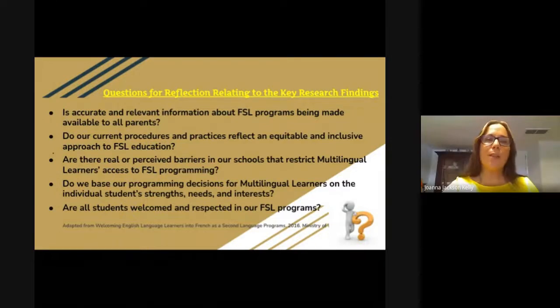Here are some questions to think about regarding equity and pathways for all. Are parents receiving accurate information about FSL programs? And is this information available to all parents? Do our current procedures and practices reflect equity and inclusion in their approach to FSL education? Are there barriers in our schools that restrict multilingual learners' access to FSL programs? Are our programming decisions for multilingual learners based on individual student strengths, needs, and interests? And finally, are all students welcomed and respected in our FSL programs?